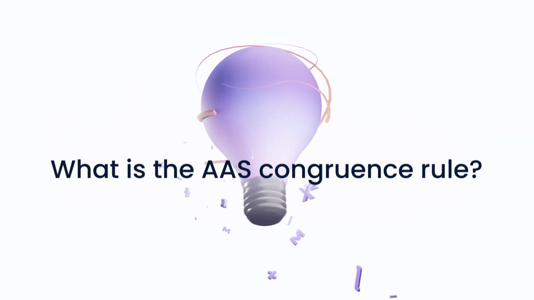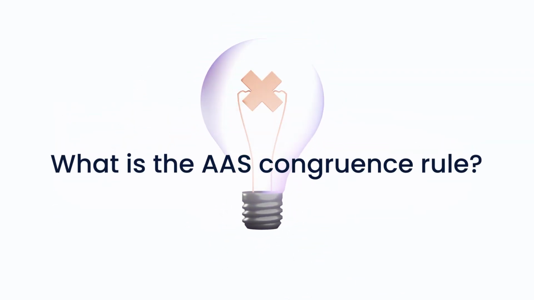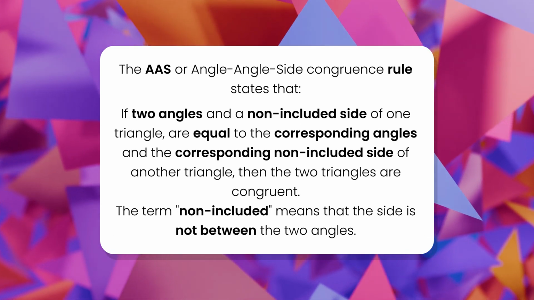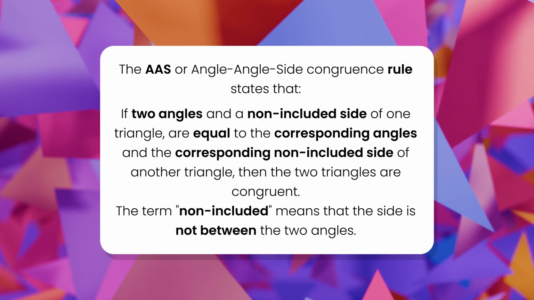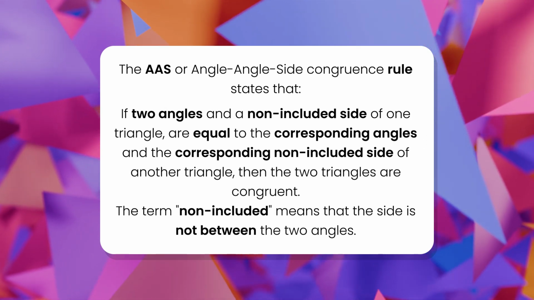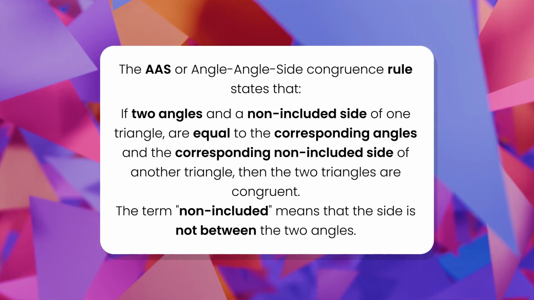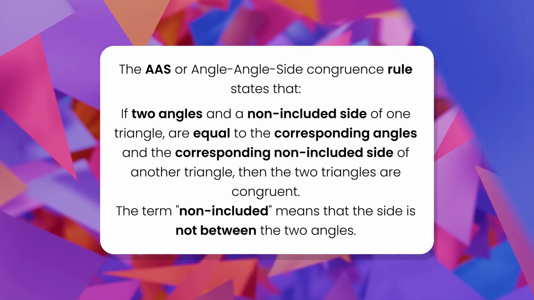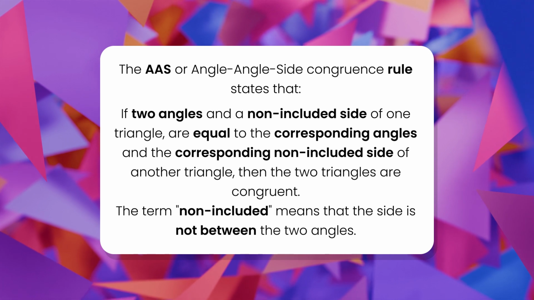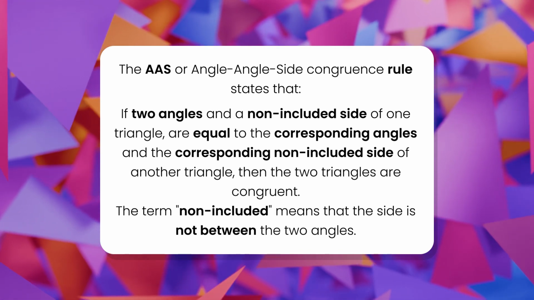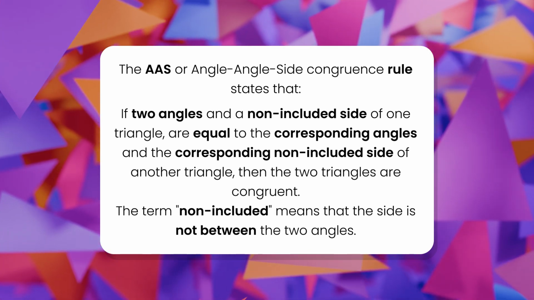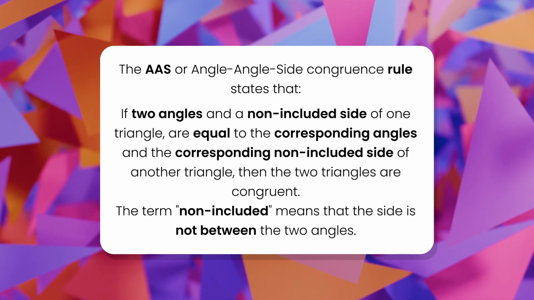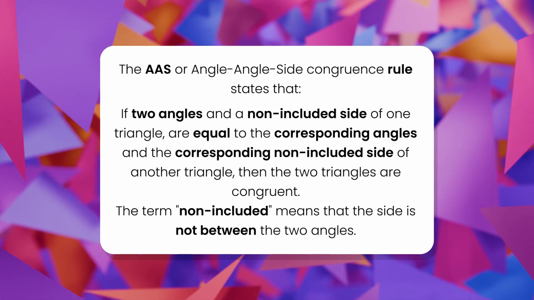What is the AAS congruence rule? The AAS, or angle-angle-side congruence rule, states that if two angles and a non-included side of one triangle are equal to the corresponding angles and the corresponding non-included side of another triangle, then the two triangles are congruent. The term non-included means that the side is not between the two angles.